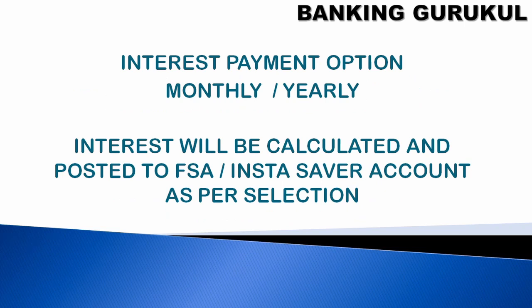So you have two options for interest payment, monthly or yearly. If it is monthly, interest will be calculated for 1 month and it will be transferred to your operative account or credited to the fixed saver account. If it is yearly, interest will be calculated once a year. It can be kept in your deposit account or sent outside the bank.